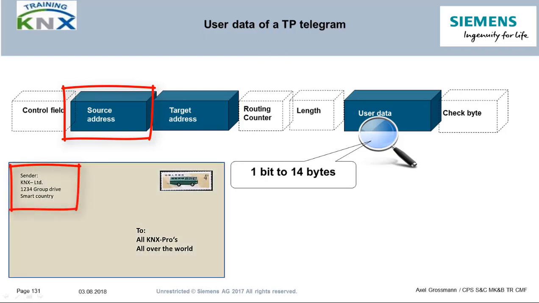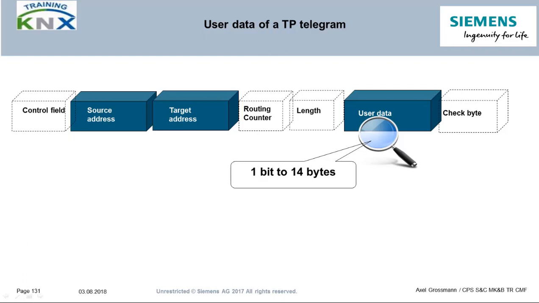It is important for tracking back messages in case of troubleshooting. Next to other administrative information, the user data finally are the most important parts of the telegram. They tell the final receiver of the message what it has to do now.